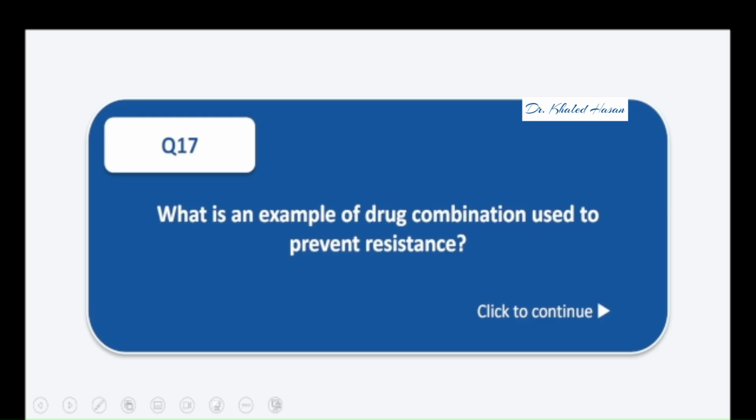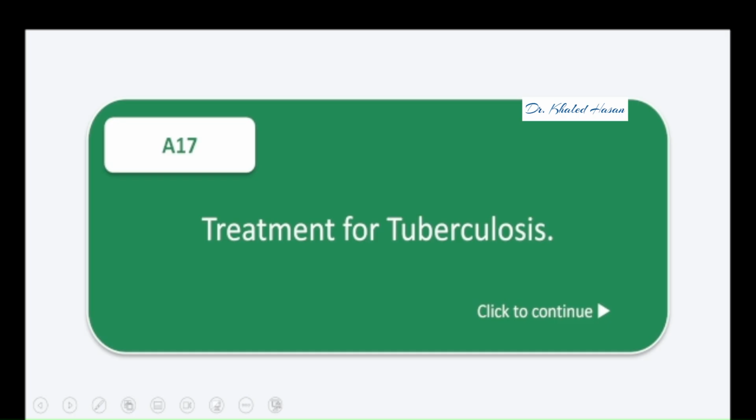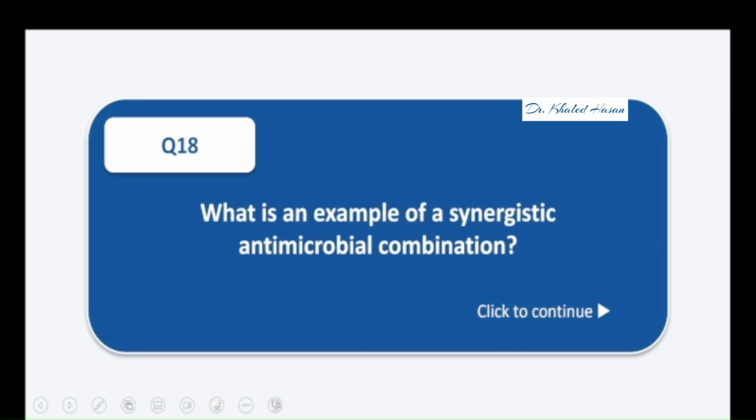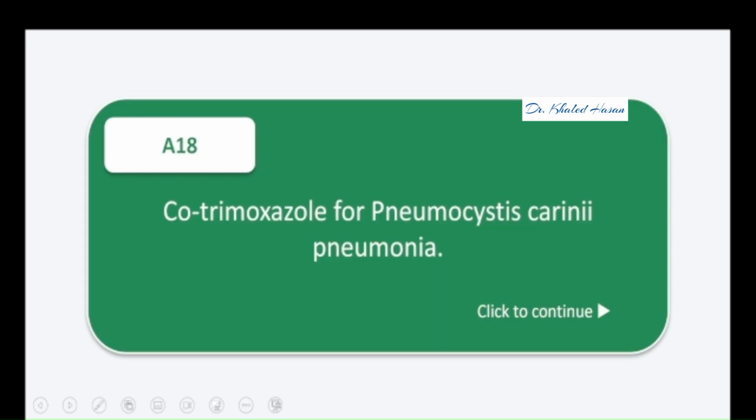What is an example of a drug combination used to prevent resistance? A treatment of tuberculosis. We use more than one medication, such as isoniazid, ethambutol, streptomycin, and so on. What is an example of synergistic antimicrobial combination? Cotrimoxazole, which is trimethoprim and sulfamethoxazole, used for pneumocystis carinii pneumonia.